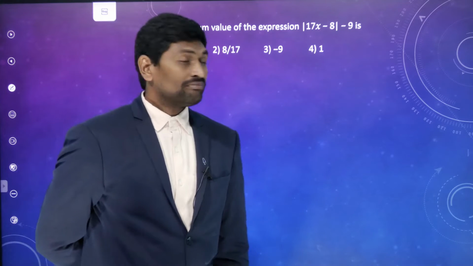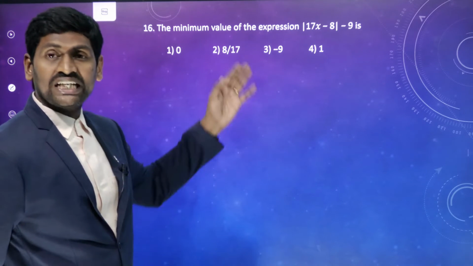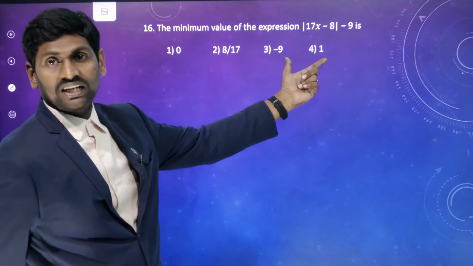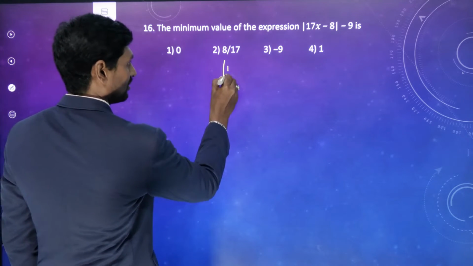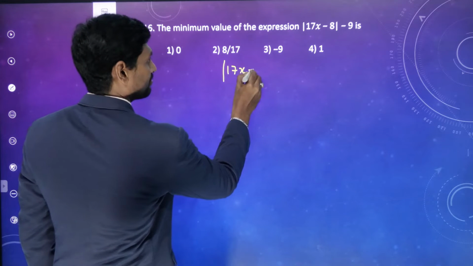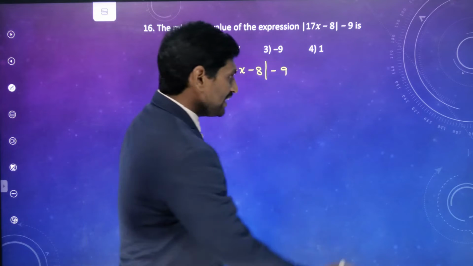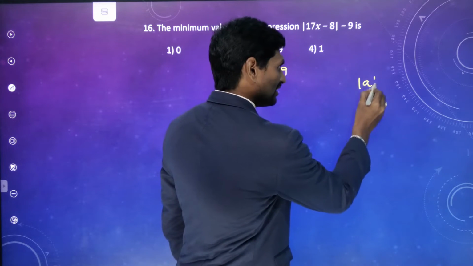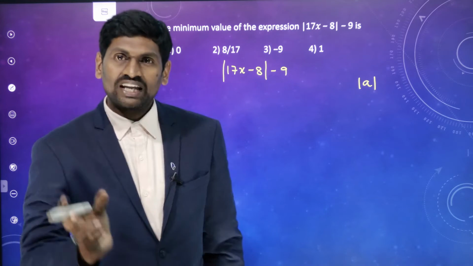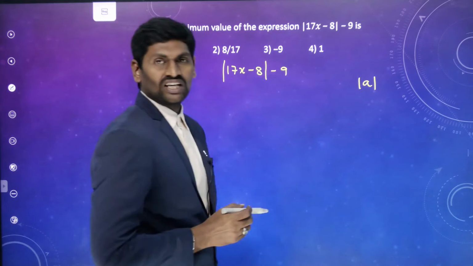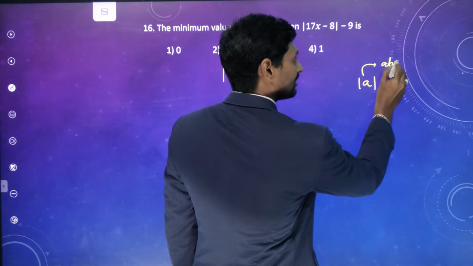See here, the minimum value of this expression, modulus of 17x minus 8, minus 9, is, here given modulus of 17x minus 8 minus 9. Now we have already discussed that for modulus of a, a can be any integer. If a is kept inside the modulus, we call that number the absolute value. What is that?